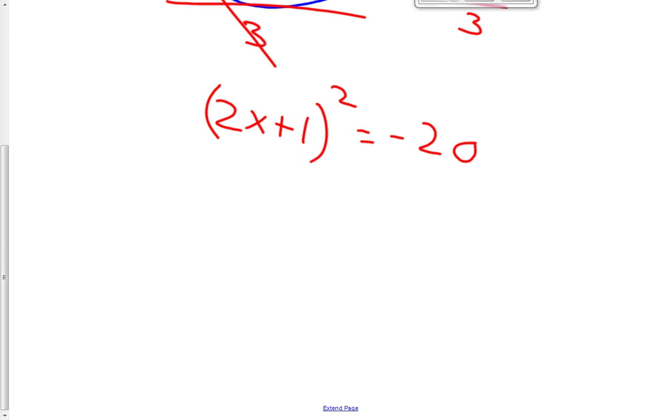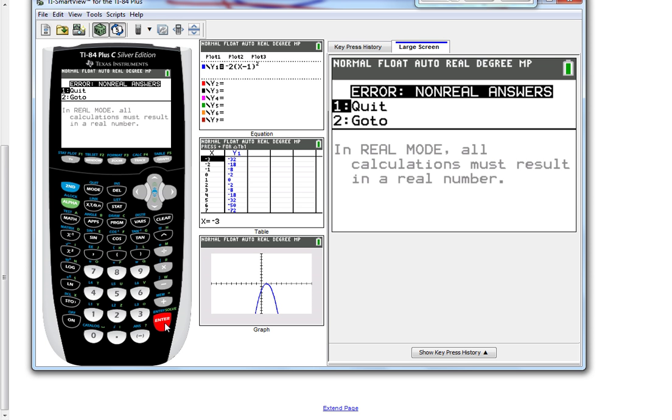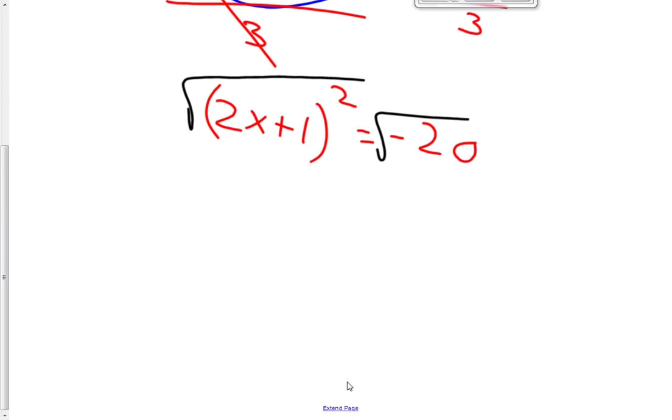Okay, now I am ready to square root both sides. So I square root and I square root. Class, what is the square root of a negative 20? If you do that in your calculator, the square root of a negative 20, second x squared of a negative 20, and enter, you get a non-real answer. Non-real answer. And that's what I want you to put right here, actually. For x, there is no real solution. So I want you to put no real solution.